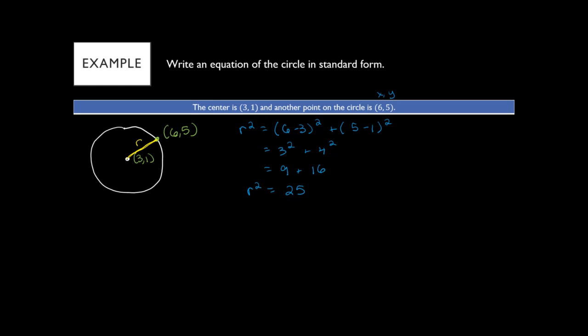So then we want to go back, and we're just writing our equation of a circle because we're given the center, and now we just found our radius squared. So our equation of a circle is x minus h, which is for the center, so that's 3 squared, plus y minus k, which is 1, because that's from the center, and then equals r squared, which is 25.